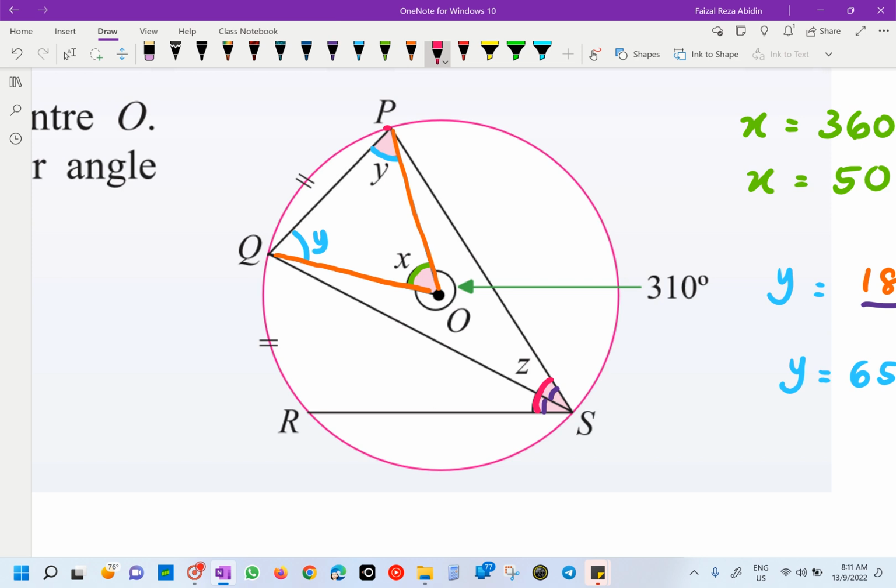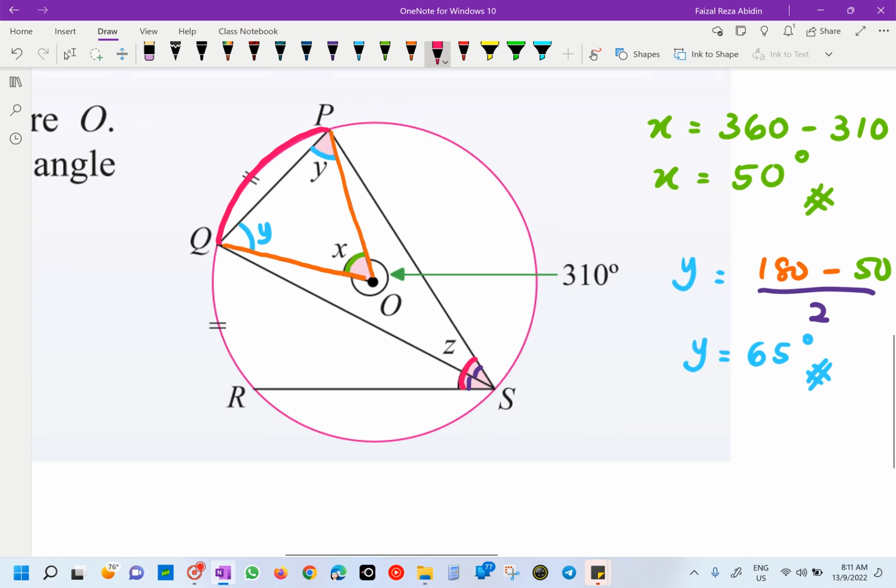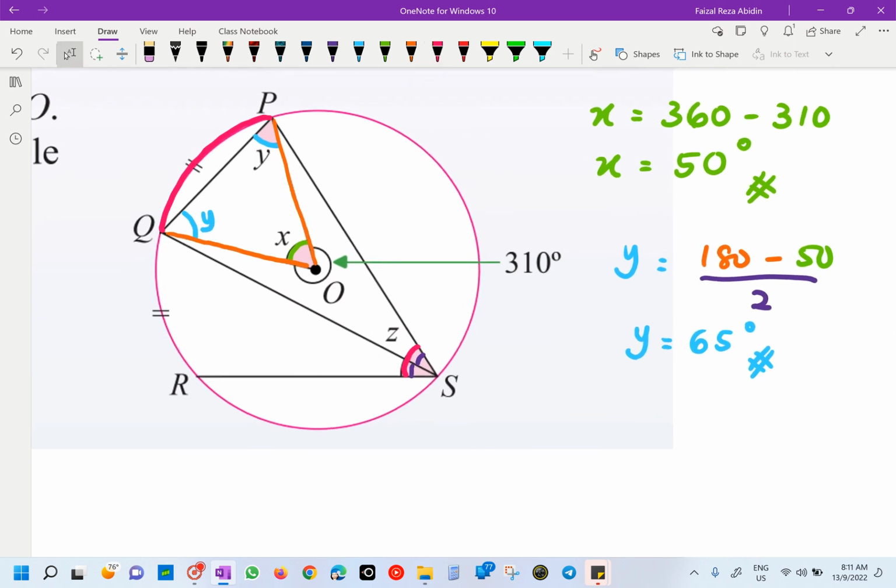Where is our same arc here? This one, arc PQ. You are going to get your x there is what just now? 50. So the angle at the circumference is going to be half. The angle at the center is going to be 2 times the angle at our circumference. Remember? Good for you.